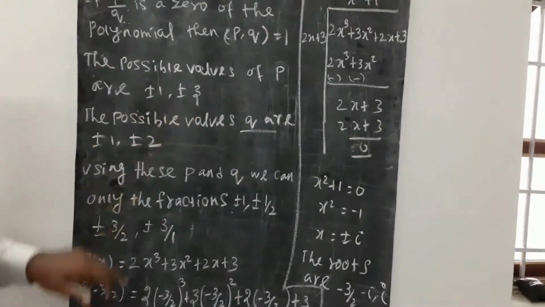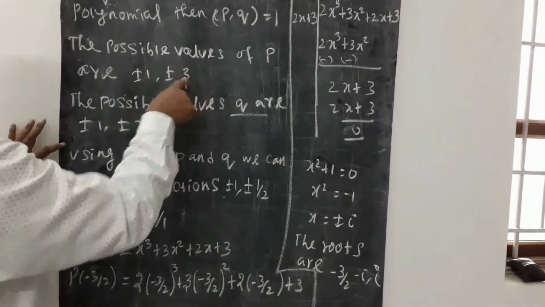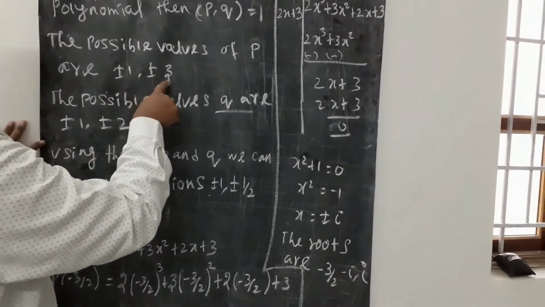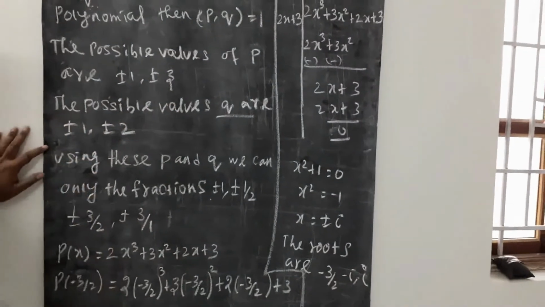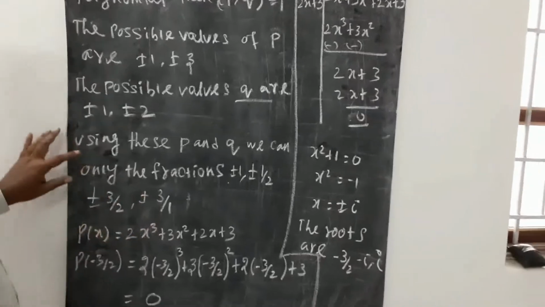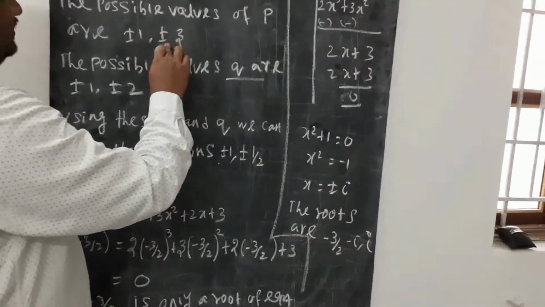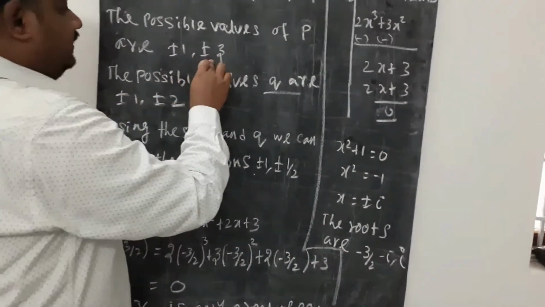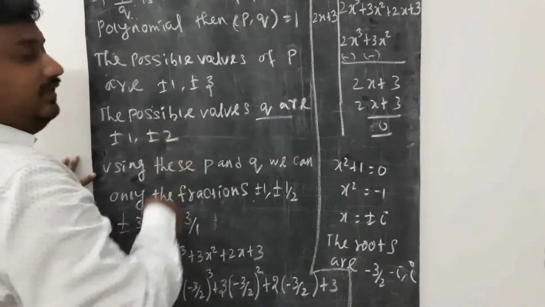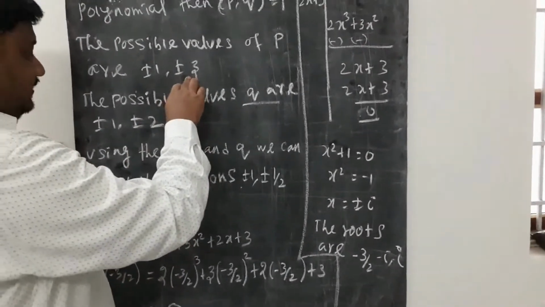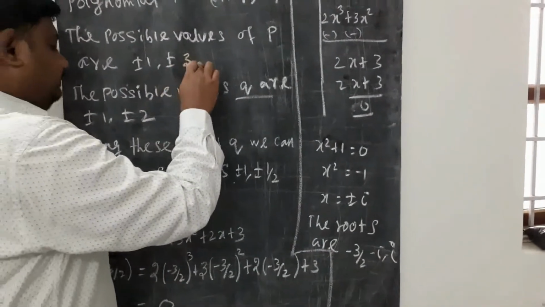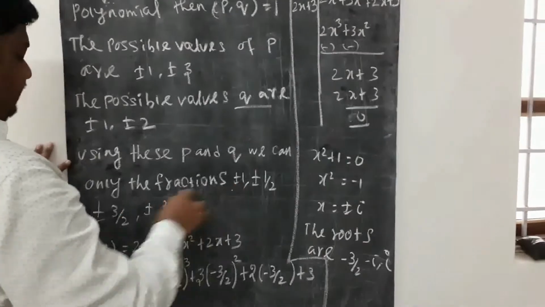Another p value is plus or minus 3. Suppose I take plus 3, 3 by 1 is plus 3. Next, suppose I take minus 3, minus 3 by 1 is minus 3. So you get plus or minus 3. Suppose I take plus 3 or minus 3 with the q value 2. Here plus 3 by 2. Then I take minus 3 by 2. So plus or minus 3 by 2.